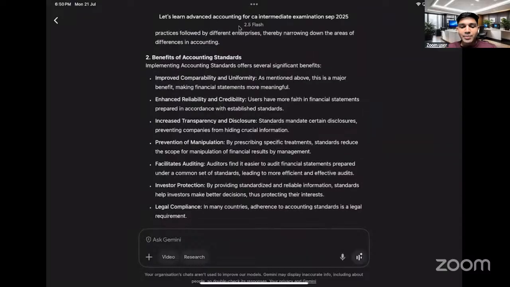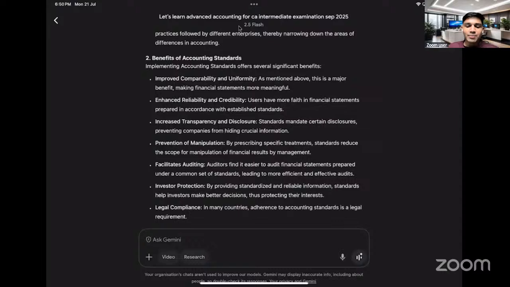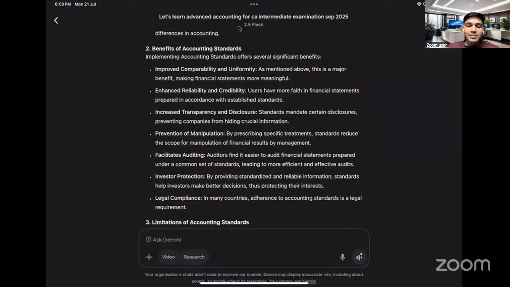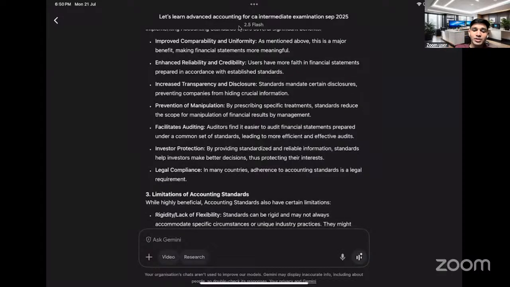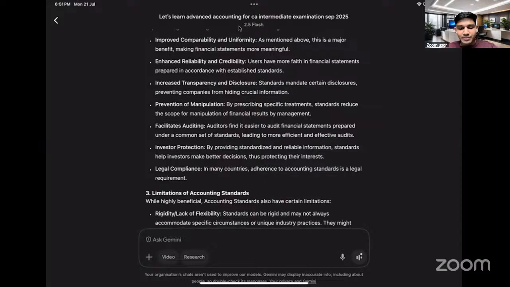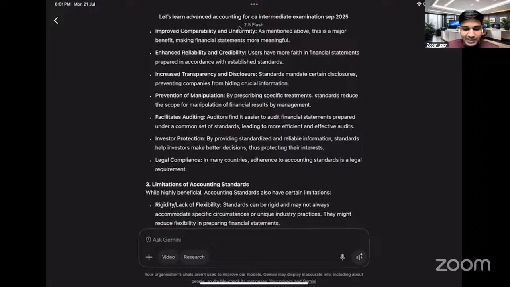Improved comparability and uniformity, as mentioned above, is a major benefit, making financial statements more meaningful. Enhanced reliability and credibility: users have more faith in financial statements prepared in accordance with established standards. Increased transparency and disclosure: standards mandate certain disclosures, preventing companies from hiding crucial information. Prevention of manipulation: by prescribing specific treatment, standards reduce the scope of manipulation and creative accounting of financial results by management.